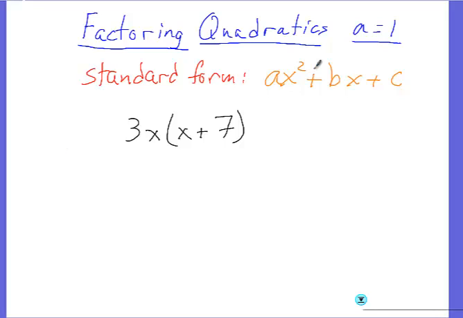This video is going to be dealing with factoring quadratics where a is equal to 1. When we talk about quadratics, again, we're talking about the equation in the form ax squared plus bx plus c. And when I say a is equal to 1, that means that the leading coefficient here is equal to 1. It's going to make your life easier when you factor.